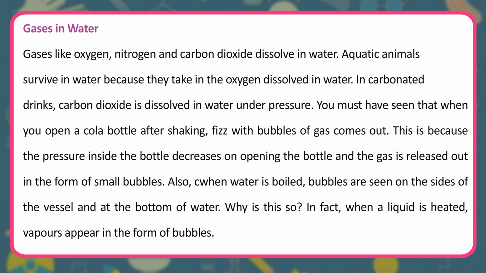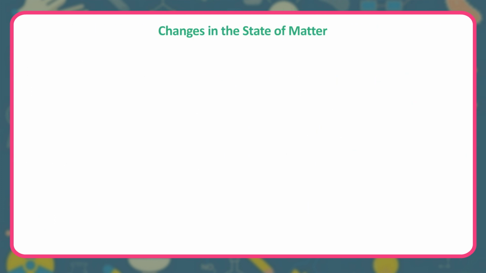This is because the pressure inside the bottle decreases on opening the bottle and the gas is released out in the form of small bubbles. Also, when water is boiled, bubbles are seen on the sides of the vessel and at the bottom of water. Why is this so? In fact, when a liquid is heated, vapors appear in the form of bubbles.